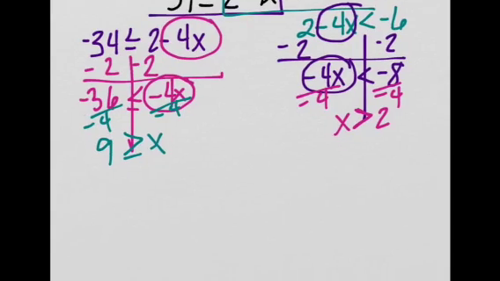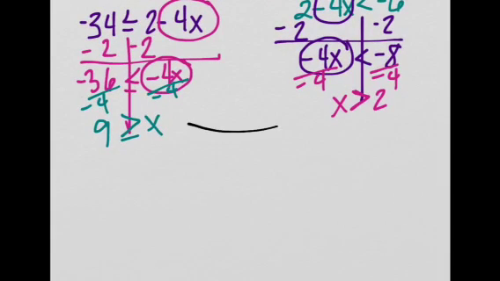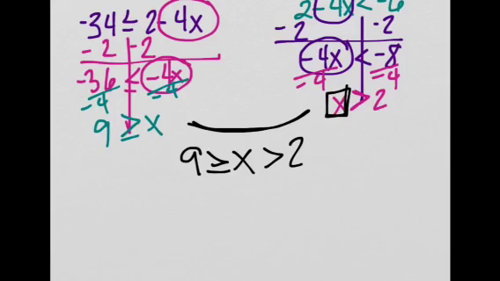Which means I go through, I can smush these 2 inequalities together. I have 9 is greater than or equal to x. And then since I already have my x written, I can ignore this x and just put my greater than 2.